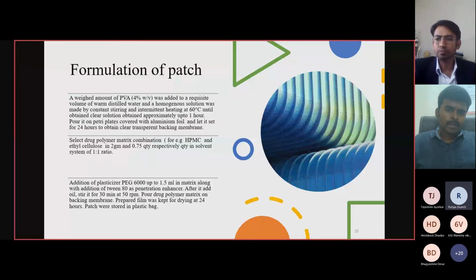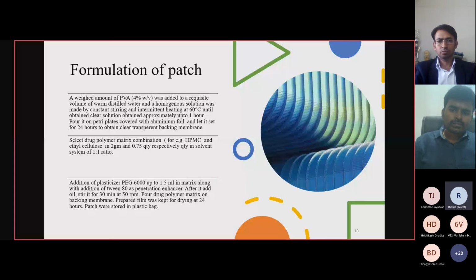On it, we have poured a drug polymer matrix combination. The drug is capsicum oil, and the polymer combination is of HPMC, hydroxypropyl methylcellulose, with quantities of 2 gram and 0.75 gram respectively, in a solvent system in 1:1 ratio. Here we have used a plasticizer and penetration enhancer to increase its overall bioavailability. And then after it, the oil is added.